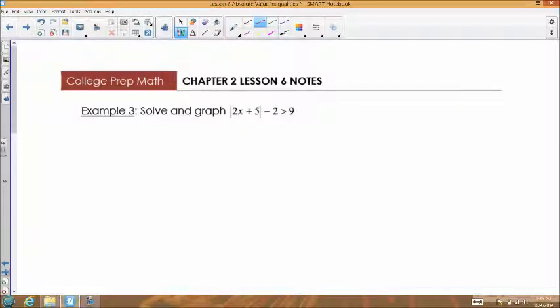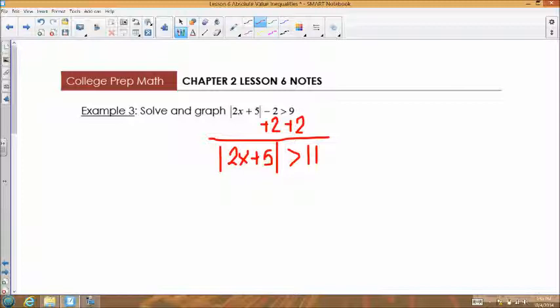So here's an example where the absolute value is not already by itself. Before you break it up into your two cases, you always got to get the absolute value by itself. So first thing I need to do, 2x plus 5 is greater than 11. So always get the absolute value by itself. And now that I have the absolute value by itself, I can break it up into my two cases.